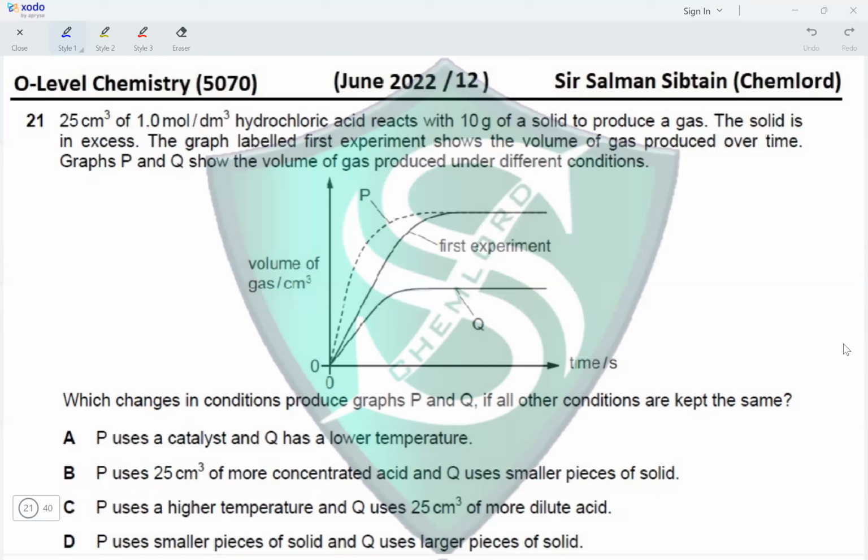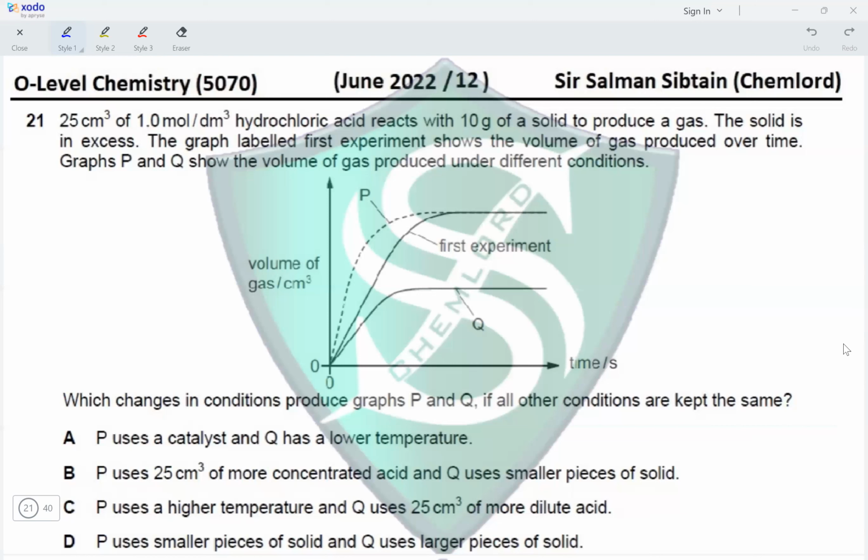Graphs P and Q show the volume of gas produced under different conditions. Which changes in conditions produce graphs P and Q if all other conditions are kept the same? Okay, so graph Q shows that the volume of gas produced is lower than the first experiment. That means if the solid is kept in excess, the acid used is in limited quantities. So we have reduced the number of moles of acid used, right? So that is why we have a lesser volume of gas produced.